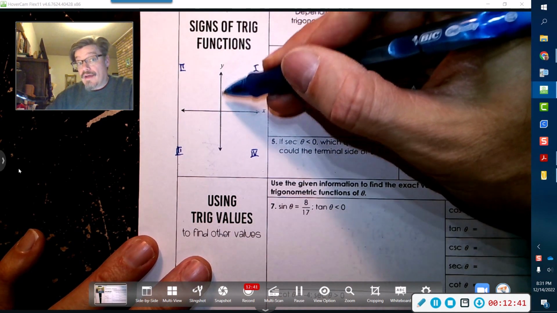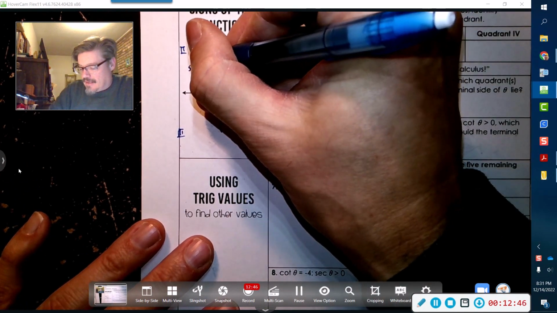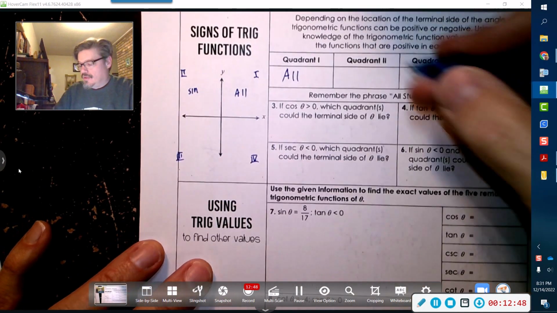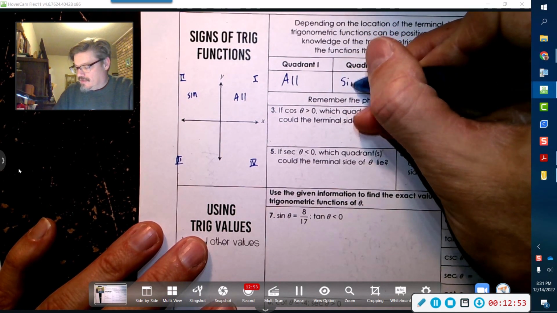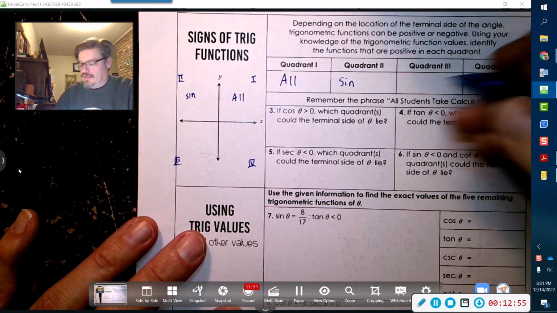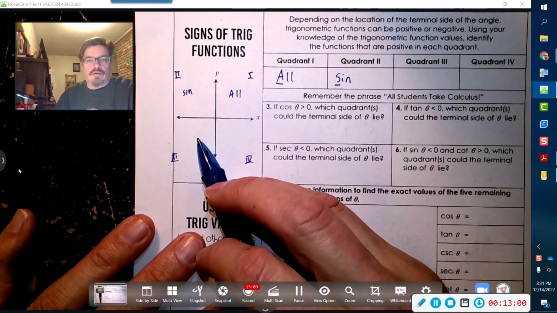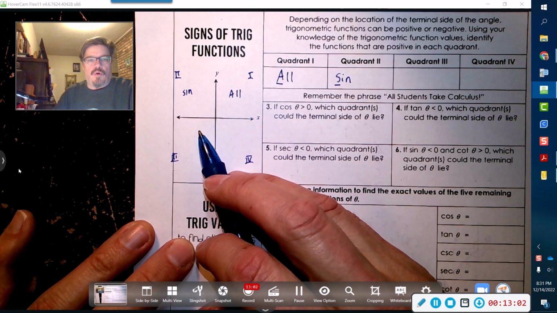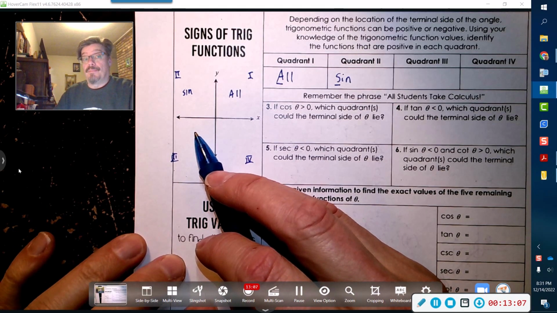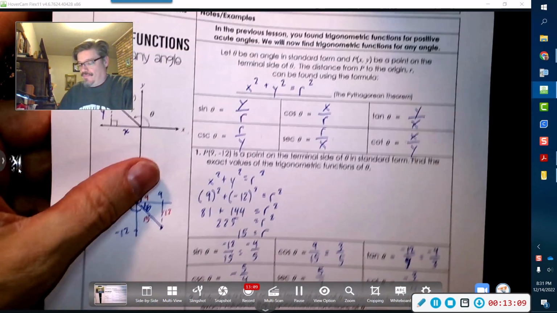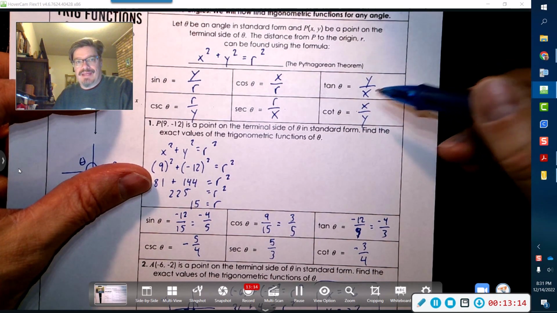Sine is related to the y value, so sine is going to be positive there. So in quadrant 2, sine is positive. All students, and when you come to quadrant 3, here is where both sine and cosine are negative. But because both are negative, tangent ends up being the positive one.